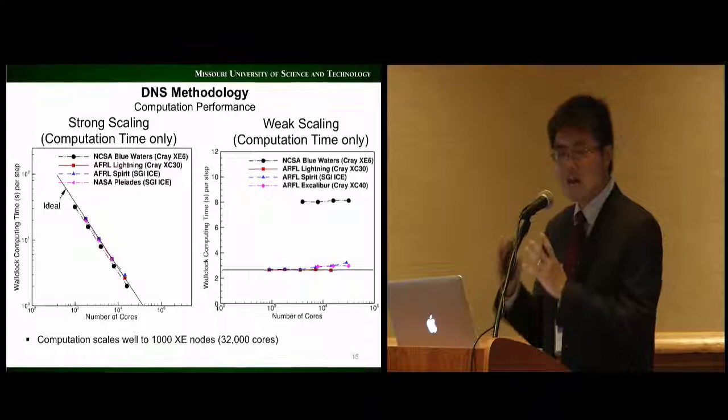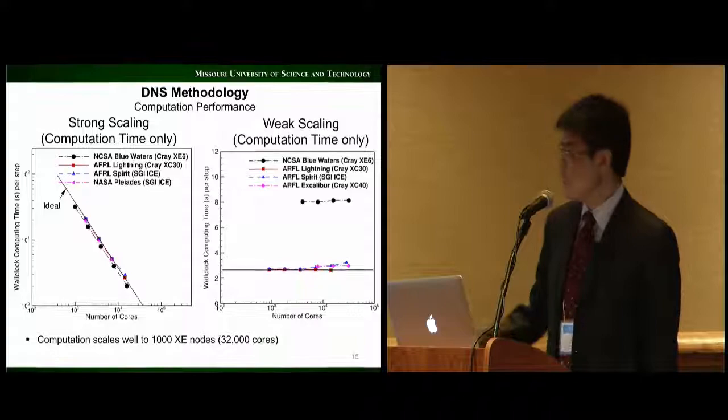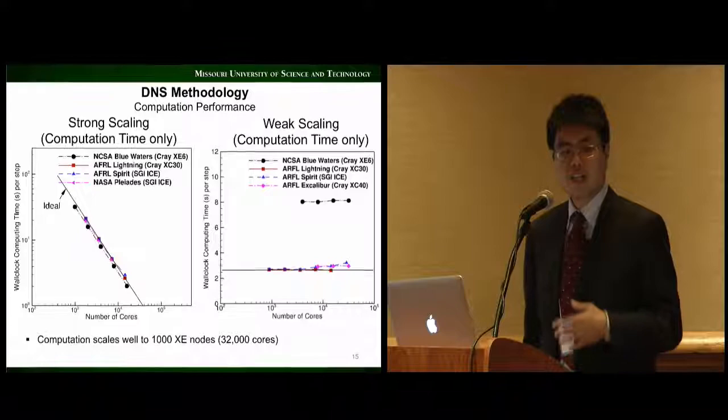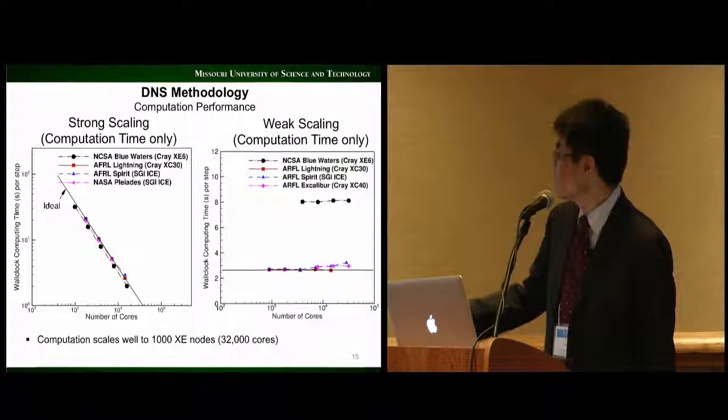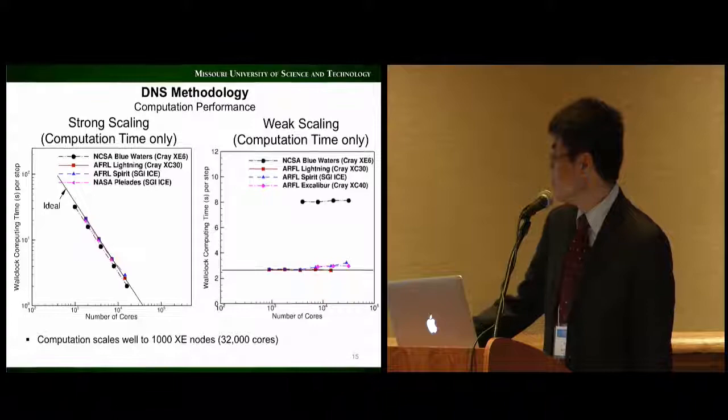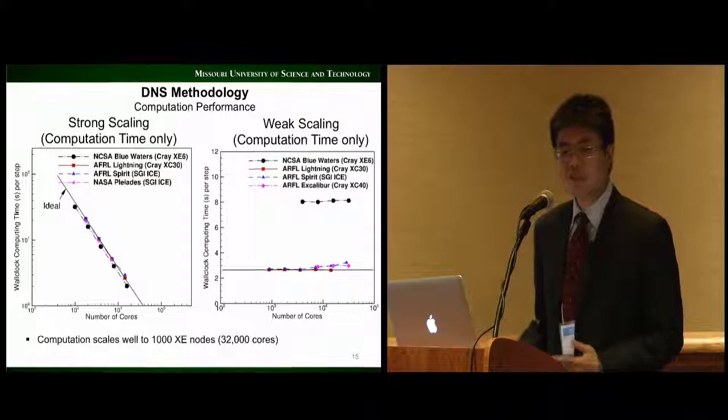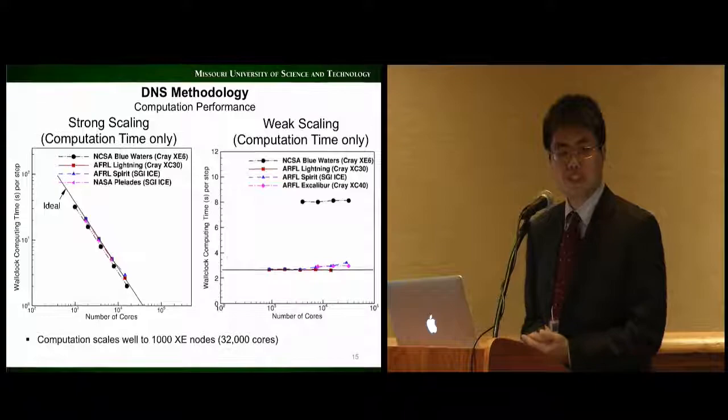It looks much better. So in addition to profiling at Blue Waters, we also did some at other machines, like the Air Force machines. You see that in all of these machines, it actually scales pretty well. For Blue Waters in particular, it's up to 1,000 XE nodes. There's no issue, which means this finite difference method as well as the inflow method actually scales pretty well for this code.